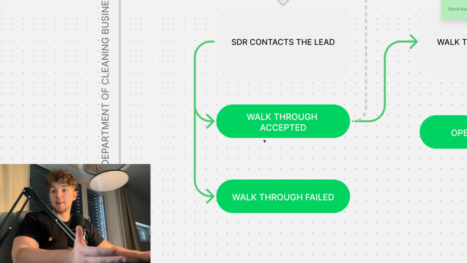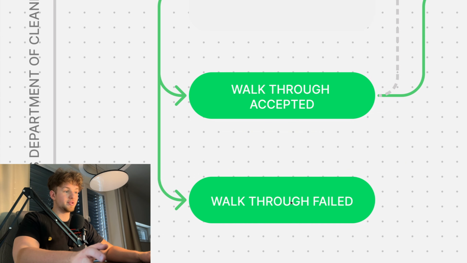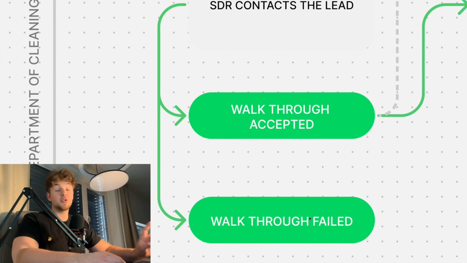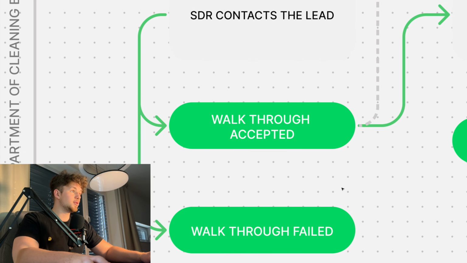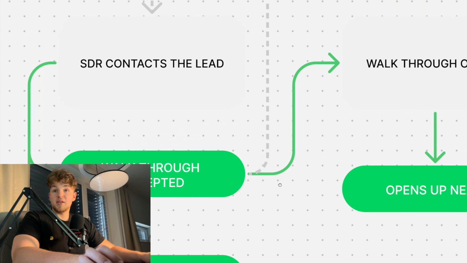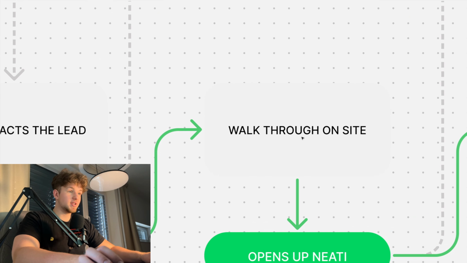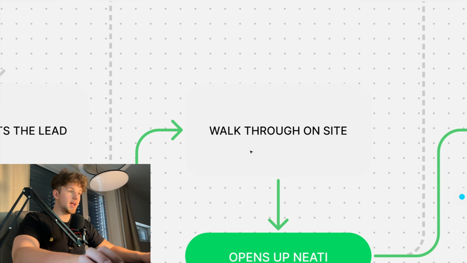There's a chance that if you're bad at sales and you don't know how to talk to people, it will fail, and he's gonna go with someone else that called or emailed him. But if you learn how to communicate properly, then he will accept the walkthrough, and you can move to another stage. You can go to the walkthrough on site once he accepts.